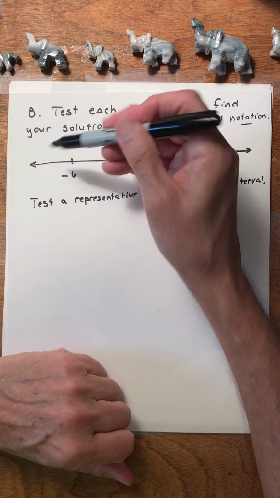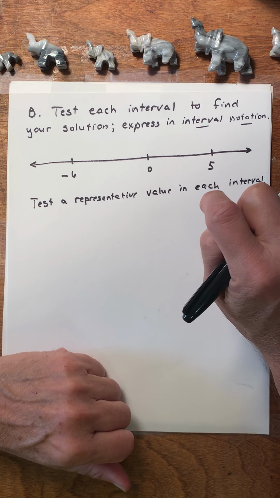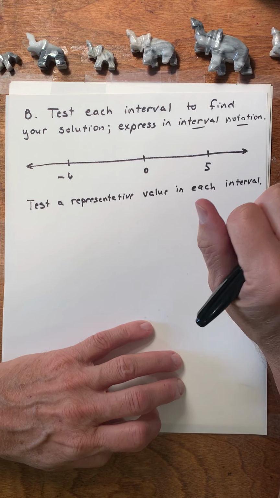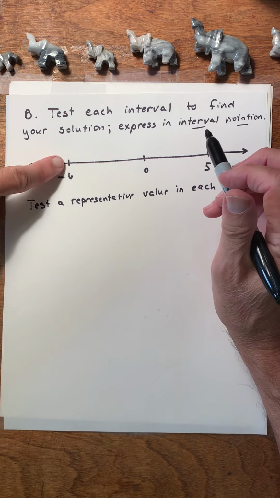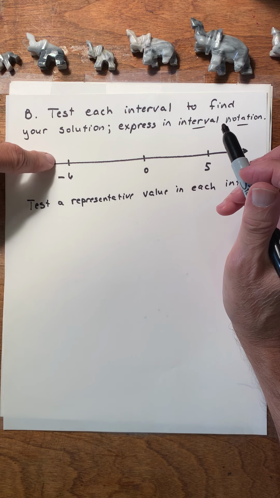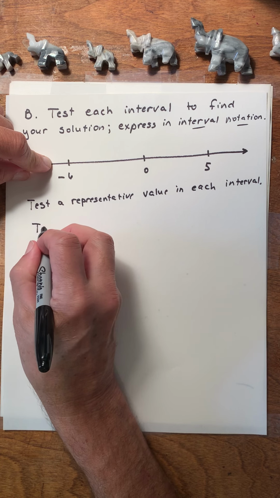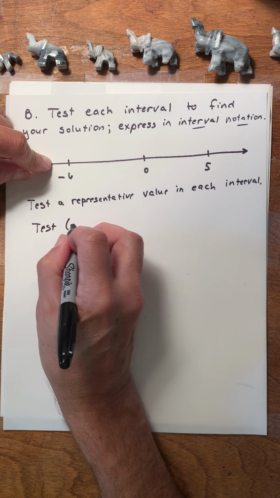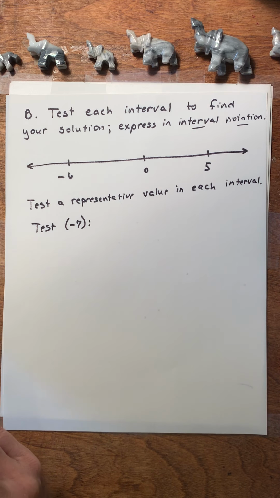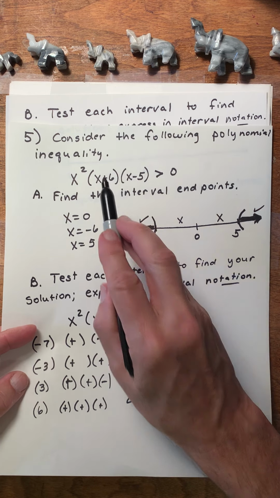So I'm going to test something in these intervals. If the thing in the interval works, the whole interval works. If the thing in the interval does not work, the whole interval does not work. So I'm going to pick something in this, and this, and this, and this. Here we go. Let's pick something in this interval right here. How about -7? That's in this interval, right? So let's test -7. How do I test it? Well, I actually put it in the expression itself.